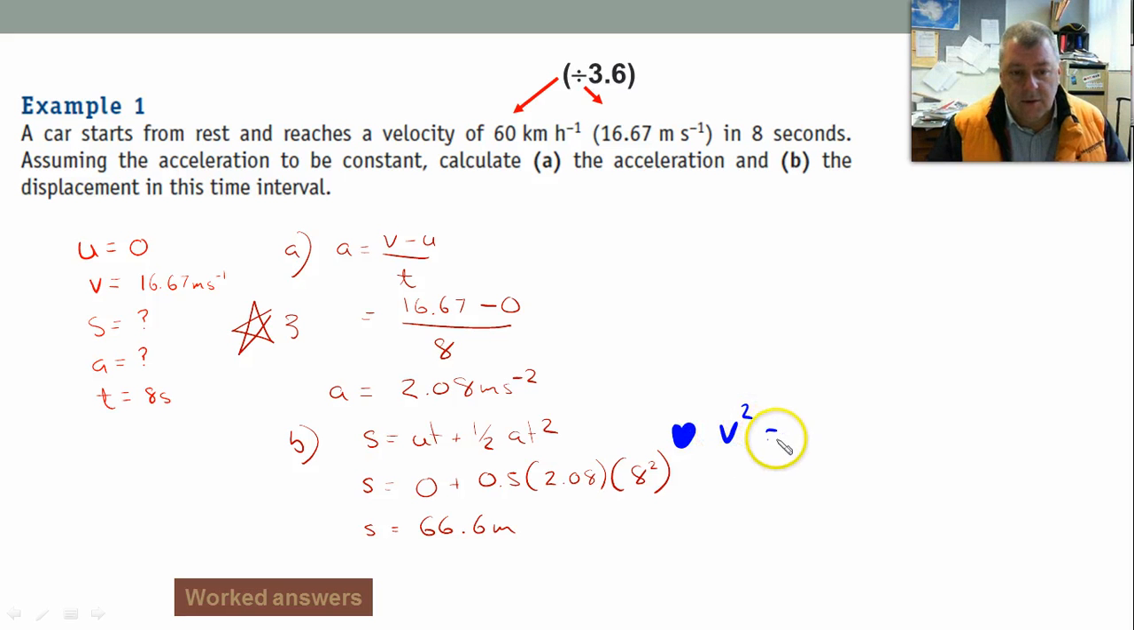v squared equals u squared plus 2as. Okay, because we have enough information. We have 3 of the 4 variables in there, so we could use that. Your choice. Sometimes there's more than one way of answering a physics question. That's just the way physics works. It's fantastic like that. I think so anyway.